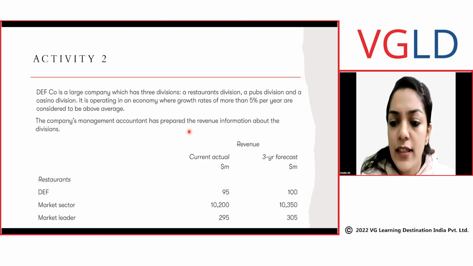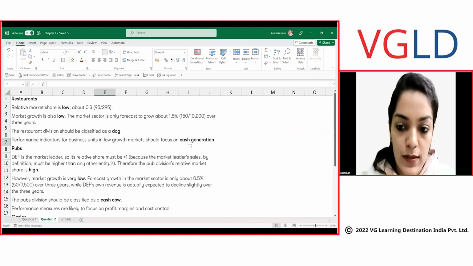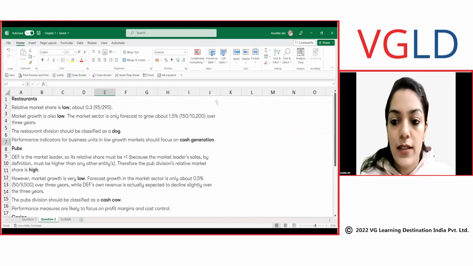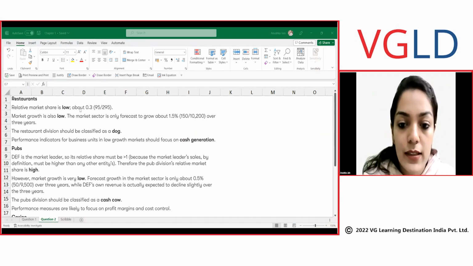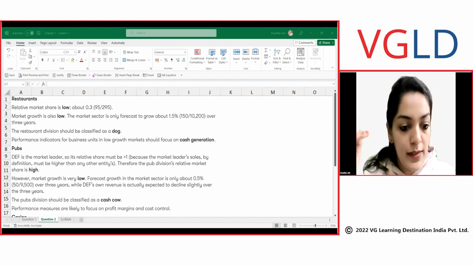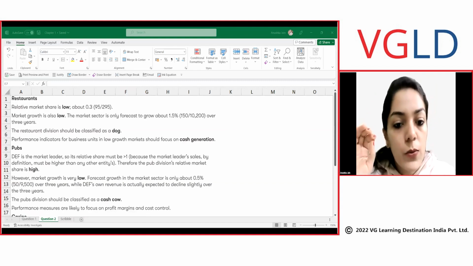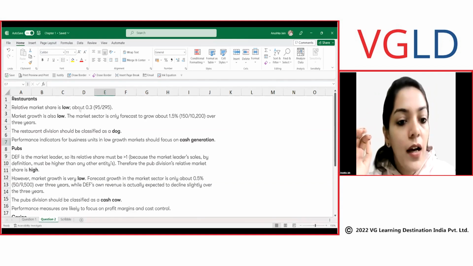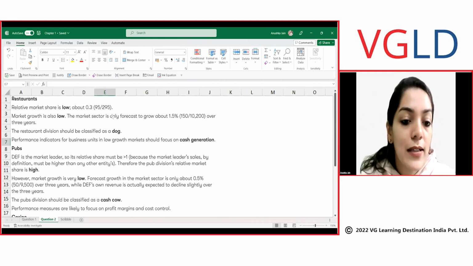Okay. I think there is slightly an error on your part in calculating the market growth. I'm seeing that in most of the answers. Let's see how you are doing it and how it should be done. Market share, you all calculated correctly, that it should be that company's revenue versus the market leader's revenue. So you get that the market share is low, about 0.3, or you are calculating 33%, that's okay. So that's 0.3. Market growth is also low. The market sector is only forecasted to grow by 1.5%, which is 150 over 10,200.